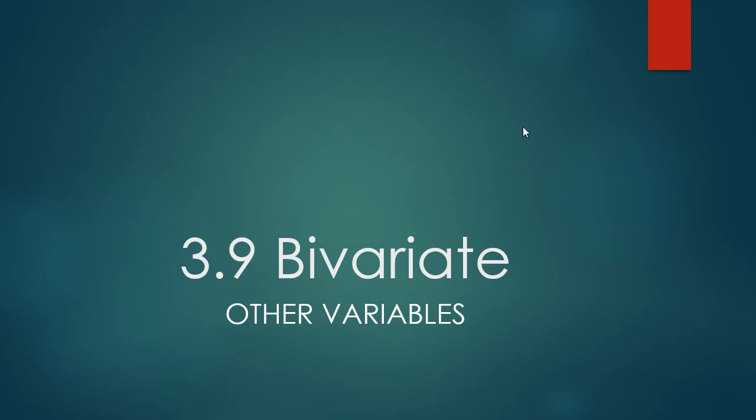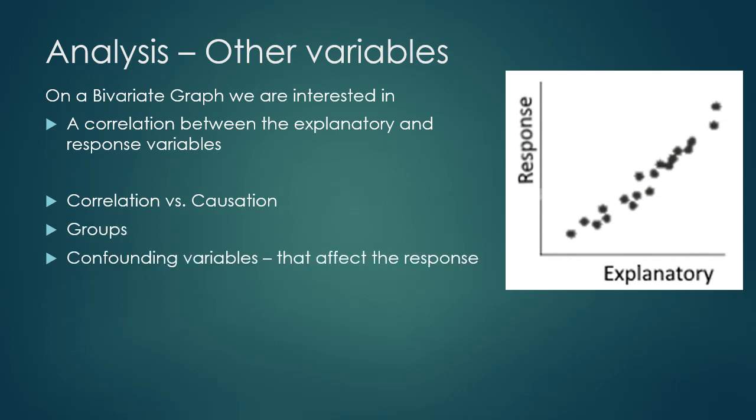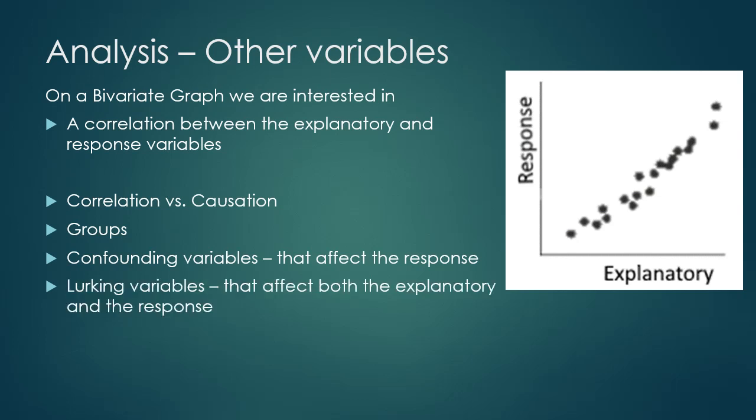In this video, we're going to cover identifying other variables that might be present in a bivariate data plot. Just a reminder that on a bivariate graph, we're interested in the correlation between the explanatory variable and the response variable. This video is going to cover correlation versus causation, groups within the data, confounding variables, that's variables that affect the response, and lurking variables, so they're variables that might affect both the explanatory and the response variable.